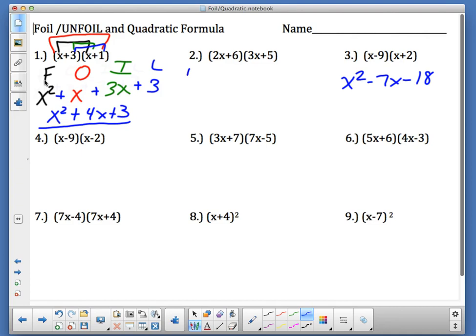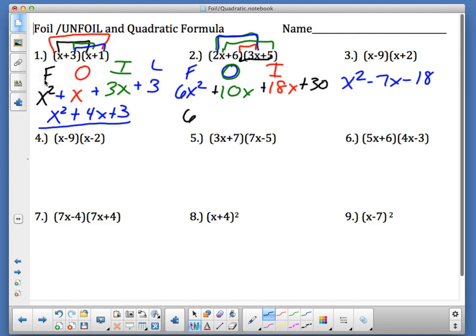So the first thing is that I've got my first. I've got 6x squared. So that's my first. Maybe perhaps we should do it in a color coordinated effort. That's my first. My outsides for the O, and I'm really just losing it with this. My outsides is 2x and 5, where I get 10x. My insides, 18x. My last, 30. So I got 6x squared plus 28x plus 30.